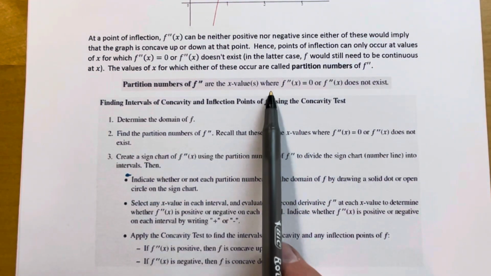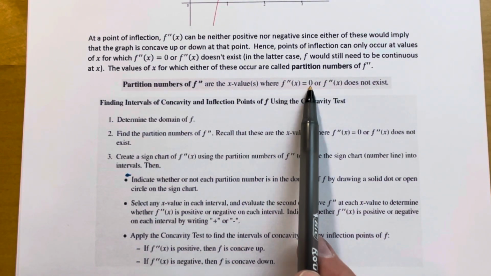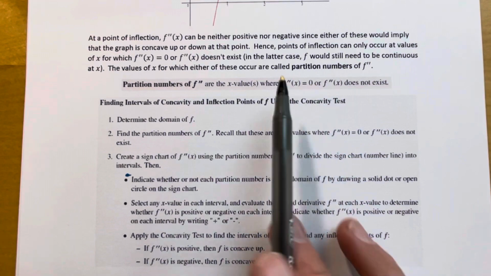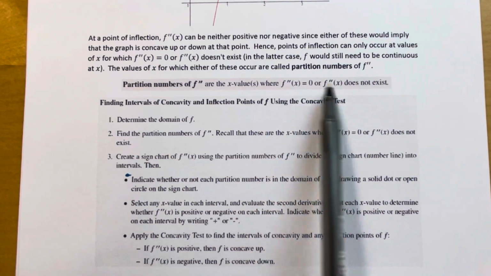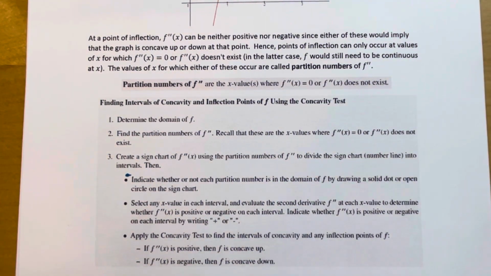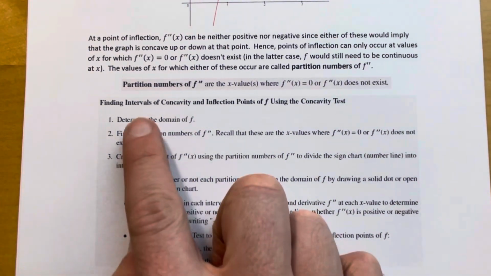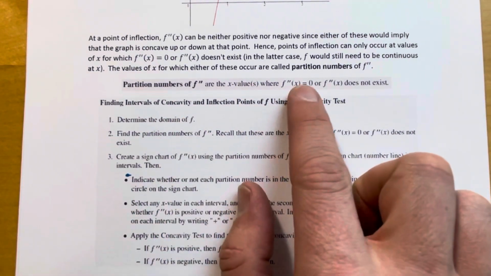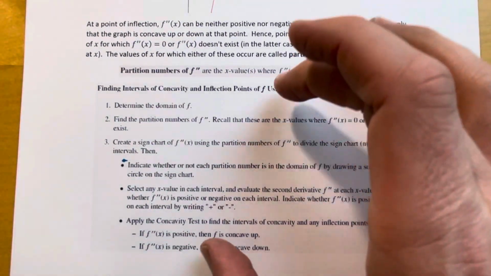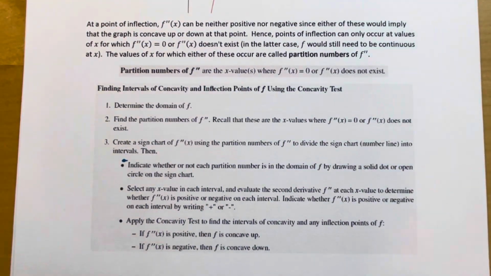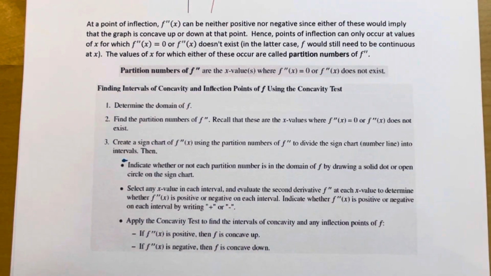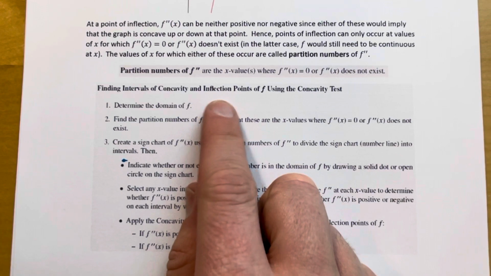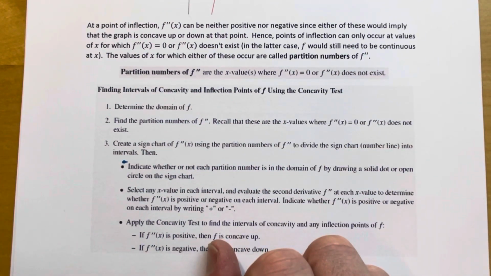Partition numbers of f double prime are the x values for which f double prime either equals 0 or does not exist. So this almost feels the exact same as partition numbers of f prime, but the only difference is that these would be first derivatives instead of second derivatives in that case. We're going to use these for kind of the same basic idea, though. We want to find intervals of concavity and inflection points using these partition numbers. So here's kind of a step-by-step process. How do we find intervals of concavity, meaning on which intervals is a function concave up and which intervals is it concave down? How do we find inflection points using this thing that we call the concavity test?